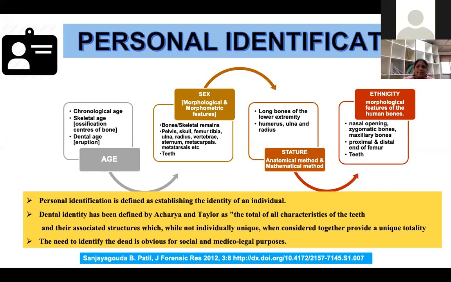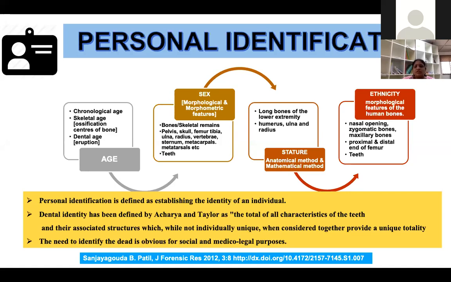Similarly, in sex identification, there are various bones and skeletal remains: pelvis, skull, femur, tibia, ulna, radius, vertebrae, sternum, metacarpal, metatarsal, and also our teeth will help in differentiating whether the personal identification of a deceased person is either a male or a female.